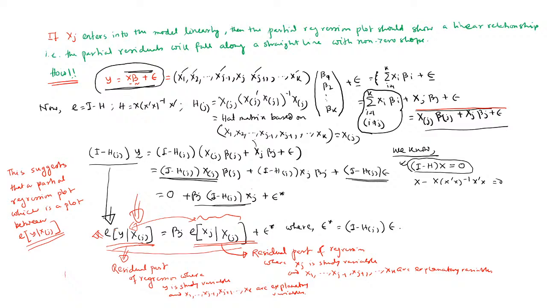So this suggests the partial regression plot, which is the plot between the residual of y given xj and the residual of xj given x within bracket j, like a plot between y and x, should have a slope beta j.